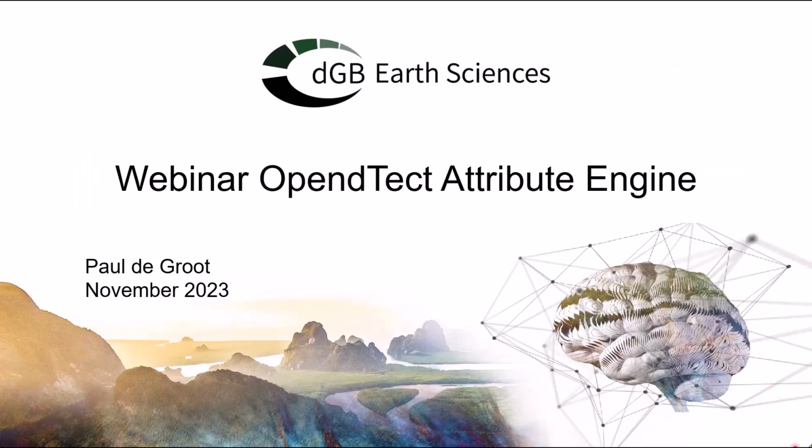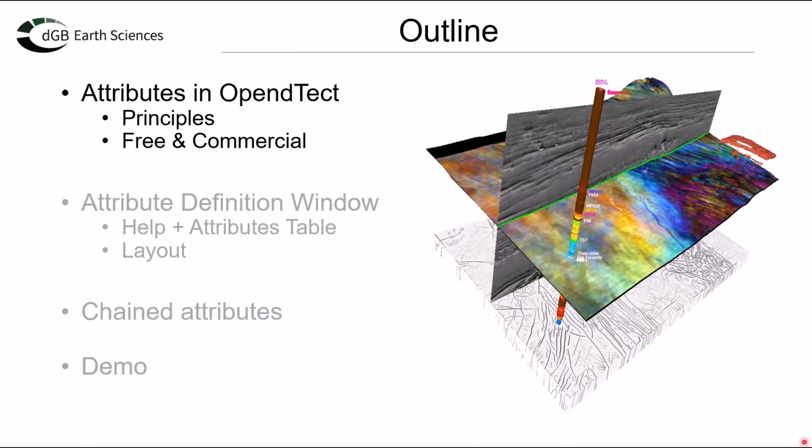Welcome to this webinar on the OpendTect Attribute Engine. The Attribute Engine is one of the defining features in OpendTect, and what we will do in this webinar is discuss what the Attribute Engine is all about. We'll discuss a few of the principles behind it. We look at free versus commercial attributes. Then we dive into the attribute definition window. We show you where you can find help on attributes, and we discuss the layout and various features of the Attribute Engine window. The focus of this webinar is on chained attributes.